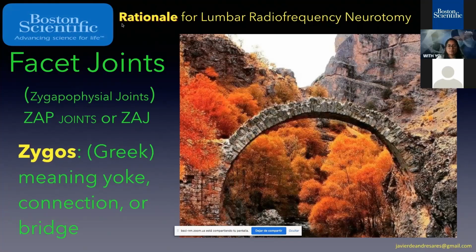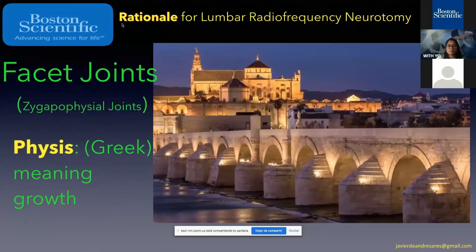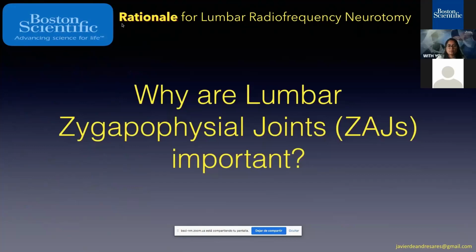The term facet joints is a newly coined term. It was coined 20 years ago, and the real anatomical name is zygapophyseal joints. Zygapophyseal comes from the Greek word zygos, which means yoke, connection, or bridge, and from physis, which in Greek means growth. So we can imagine these Roman bridges all over Europe as part of our spinal anatomy.